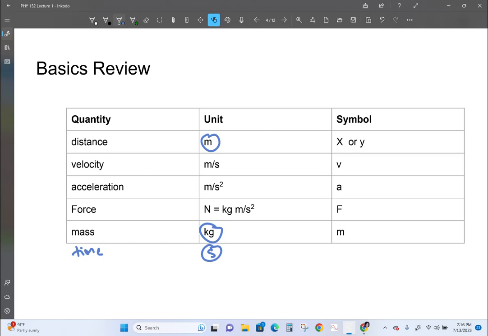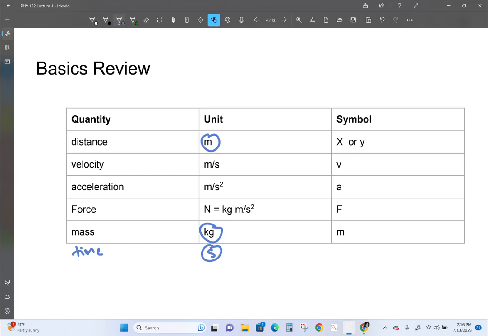For example, force is mass times acceleration, or kilogram meters per second squared, which we call a Newton. Acceleration is velocity divided by time, or meters per second squared. And velocity is distance over time, meters per second. Those are what we refer to as derived units.